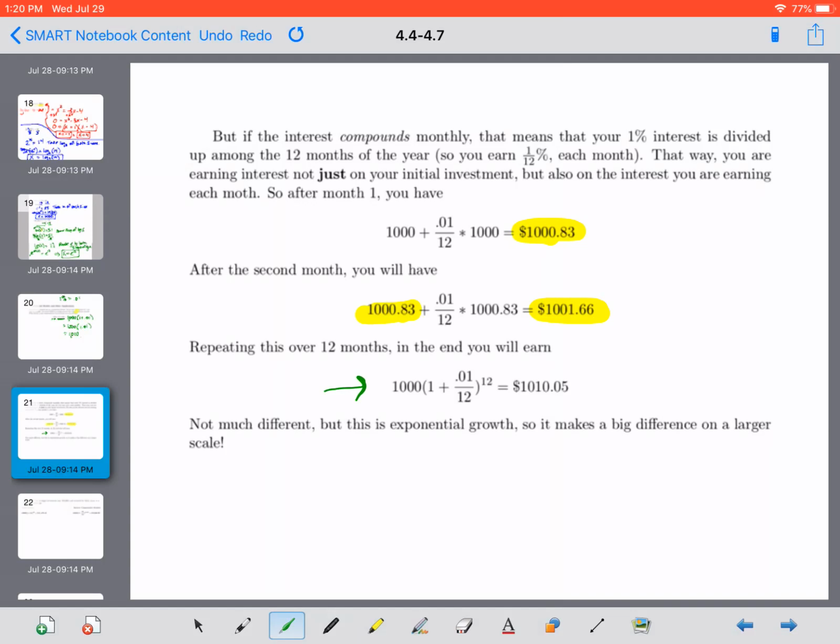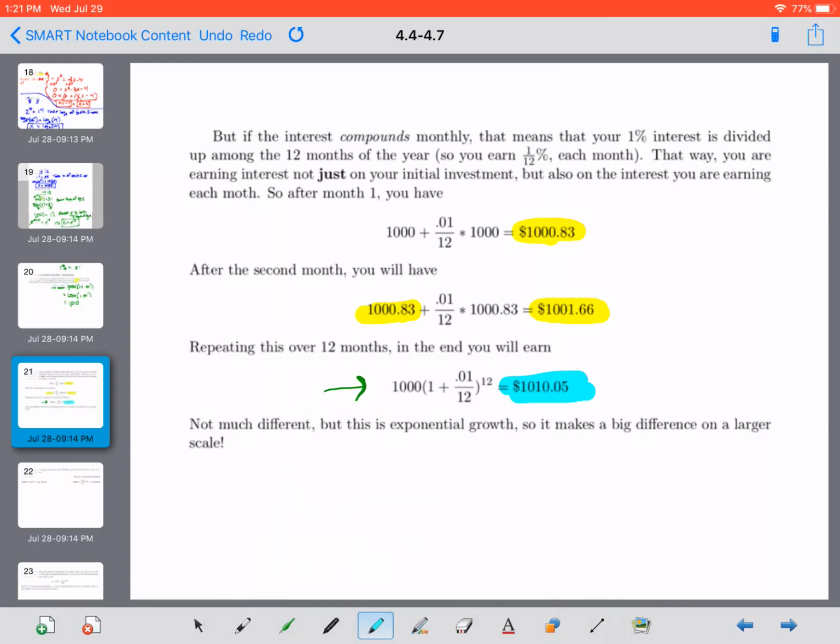And in the end, the amount that you earn is going to be this right here, $1,010.05. Ooh, wow. You earned an extra 5 cents over what you had earned if it had only compounded once at the end of the year. Okay, so it's not really a huge difference, but on a larger scale, it makes more of a significant difference.